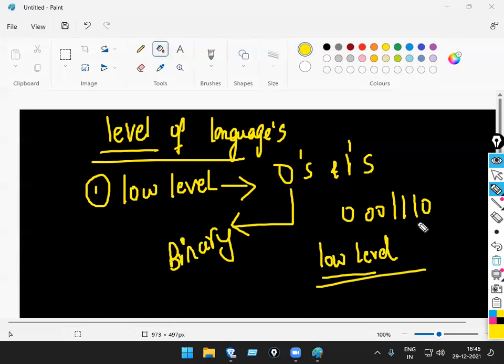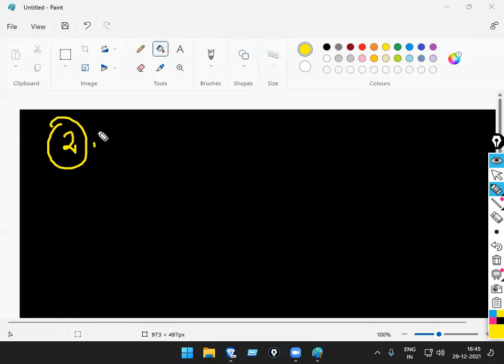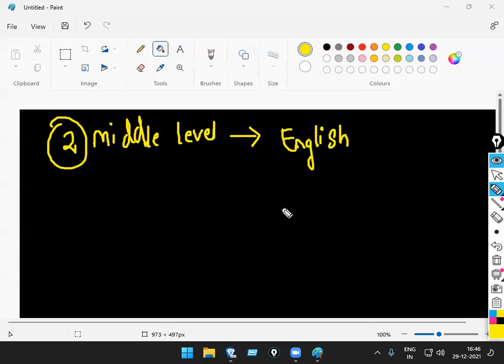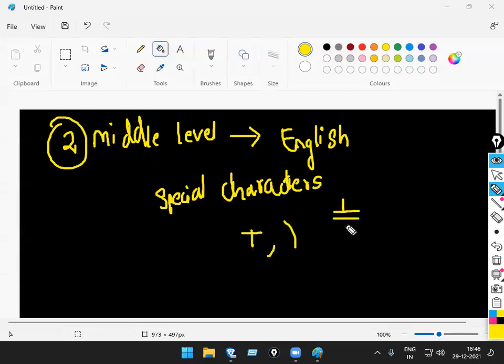The second level is middle level. What is middle level? A programming language written with the help of English, along with some special characters. What are the special characters? Special characters like a plus symbol, or a bracket, or a comma, or a hash, or a semicolon. Along with English, I am using some special characters.